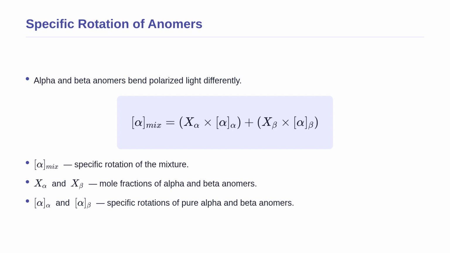If the fraction of the beta anomer increases in the solution, the overall specific rotation of the mixture will shift closer to the pure value of the beta anomer.